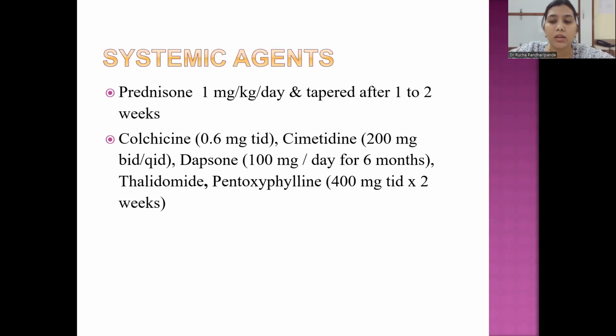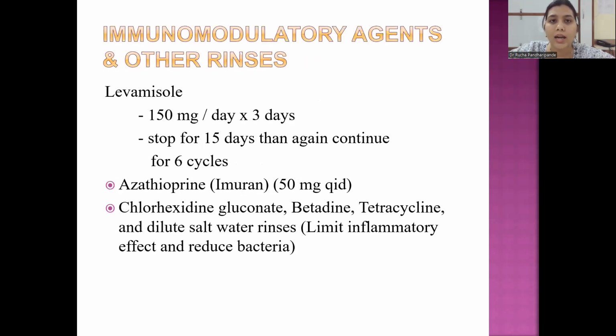And in major aphthous ulcers, some systemic agents are also tried, such as prednisolone 1 mg per kg per day, which can be tapered after 1 to 2 weeks. Then colchicine, cimetidine, dapsone, pentoxifylline, and certain immunomodulatory agents such as levamisole and azithromycin are also tried in the treatment of aphthous ulcer.